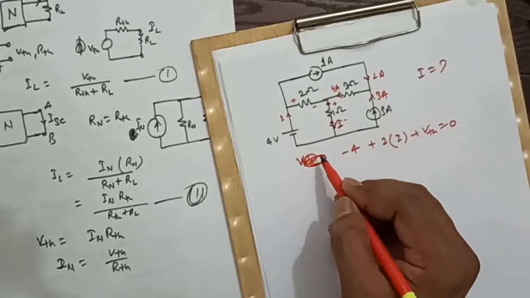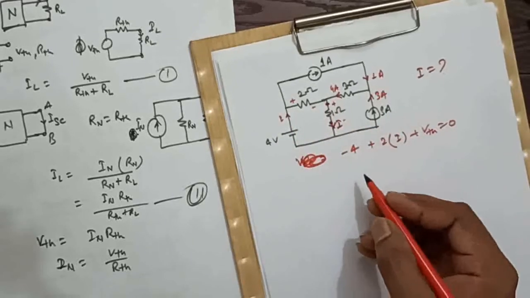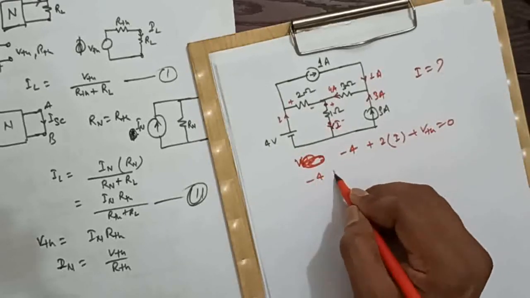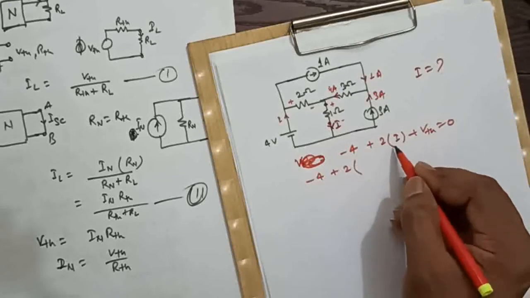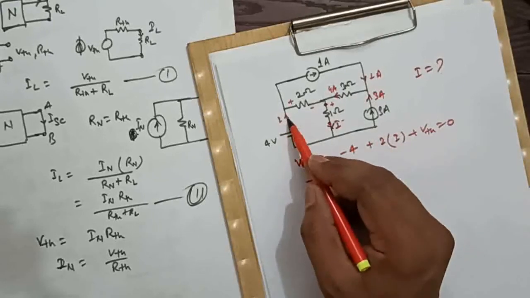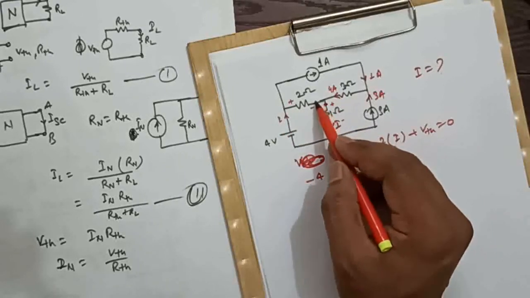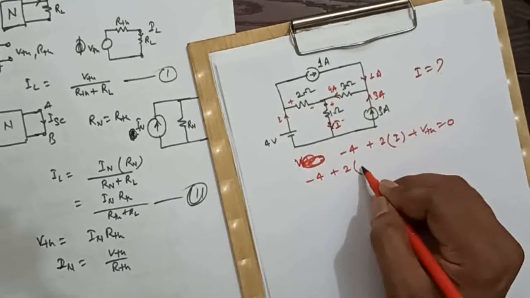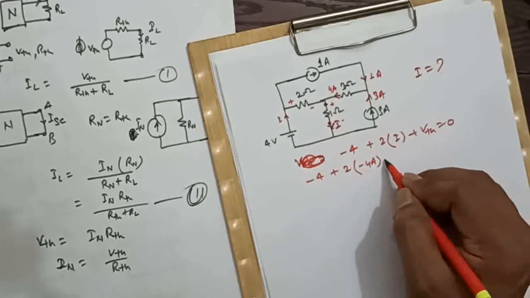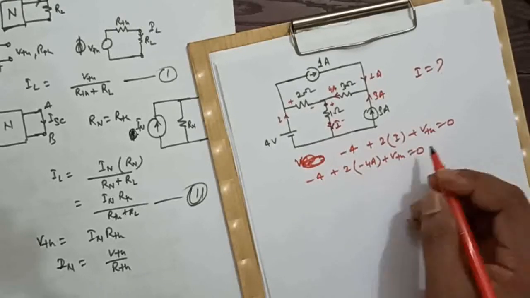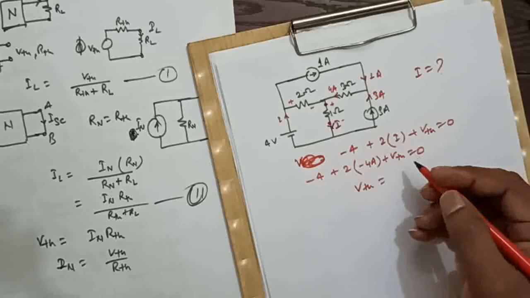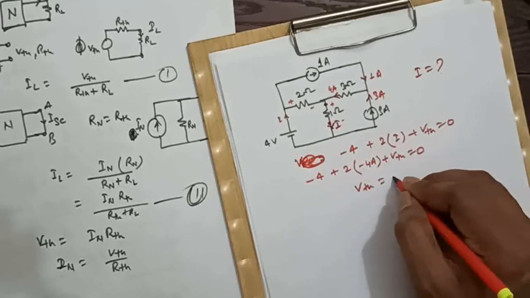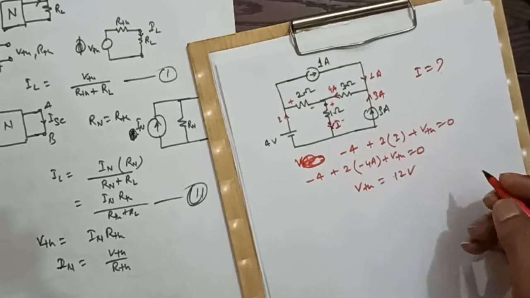Sorry, we have to write KVL in this loop. So what we will have? Minus 4 plus 2 into, now what is the value of I? Since I is going in this direction, but this 4 ampere is coming in this direction, so this will be its opposite direction, this 4 ampere, so it will be minus 4 amps plus VTH is equal to 0. From here we will have VTH as minus 4 minus 8 means 12 volts, right?